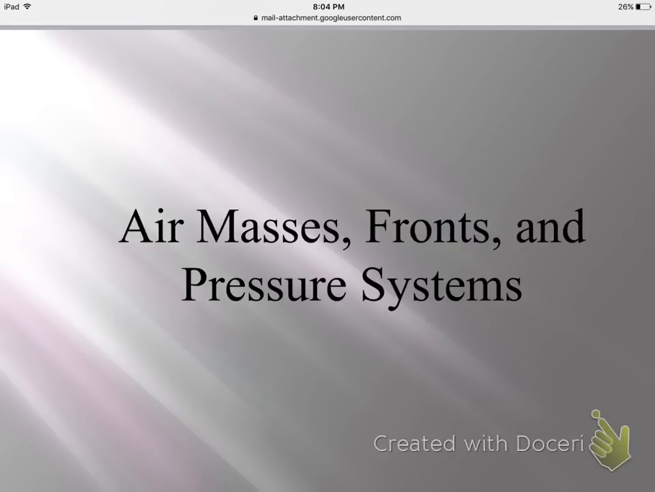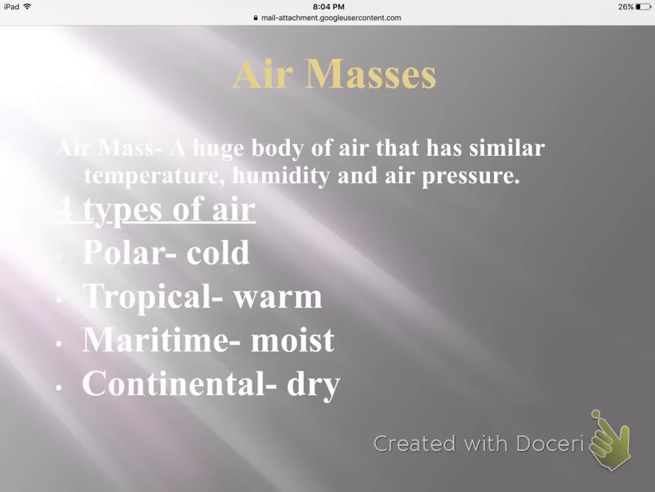Now we're going to talk about the different air masses and fronts and the pressure systems. An air mass is defined as a huge body of air, and this body of air is going to have similar temperatures throughout it, similar humidities, and similar air pressure throughout the whole air mass. And there's 4 main types that we talk about. We talk about polar, tropical, maritime, and continental air masses. You guys know by now that polar means cold, tropical means warm. That's easy. The 2 words you might have a hard time with are maritime and continental.